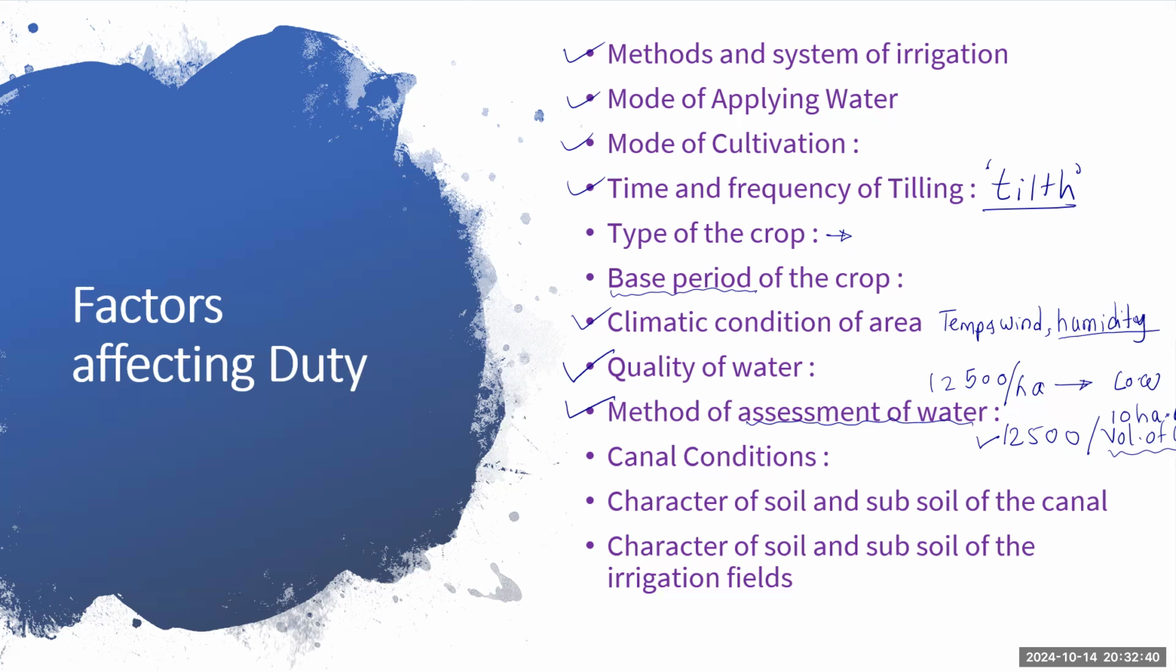Next is the character of soil and subsoil of the irrigation field. Just now we have discussed the character of soil and subsoil in the canal, but now we are talking about soil and subsoil in the field. If the soil is coarse grained soil, then naturally more water will drain out from that area. And suppose up to 1 to 2 meters there is coarse grained soil, and after that there is a hard pan or hard rock, in that case there are fewer chances for percolation of water, and hence the resulting duty will be more.